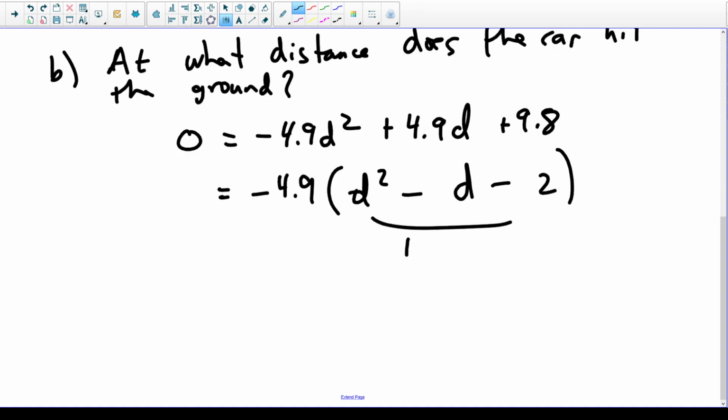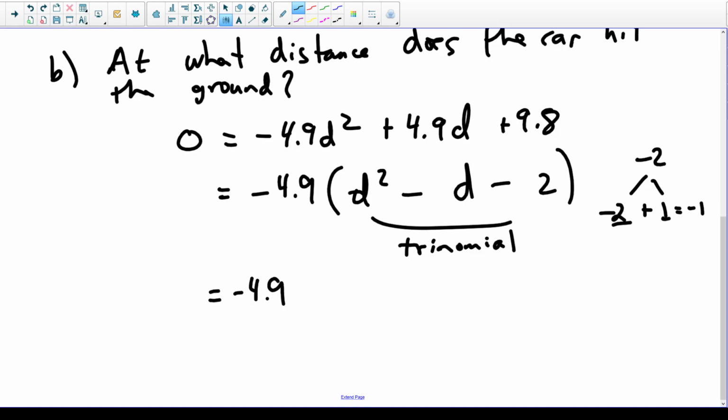This is now a trinomial. So we've just recently finished lessons on trinomials. Let's factor this trinomial. So we're going to take the negative 2, put it up at the top of our tree. We're going to take the negative 1, which is the middle number, put it at the end of the tree. Two numbers that multiply to 2 would be 2 and 1, but they have to add to negative 1. That means the 2 has to be negative, and now they actually multiply to the right sign as well. So our trinomial part, the negative 4.9 is just going to tag along. Our trinomial part is going to break up into these two brackets. It's going to be d minus 2 and d plus 1.